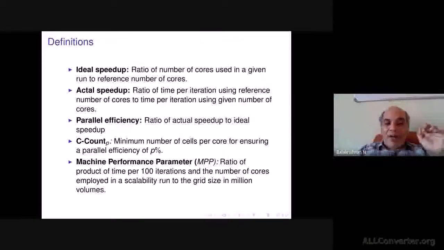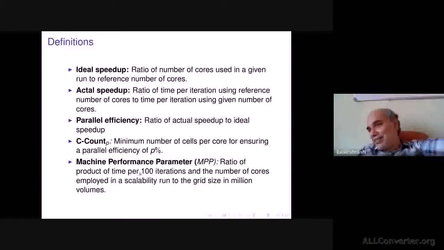What would I make use of? The C count. The solver which gives me 85% parallel efficiency, but with a smaller number of volumes on a core, is the one which is better. Smaller the C count, better it is. Larger the parallel efficiency, better it is. Whereas on the other hand, smaller the C count, better it is.